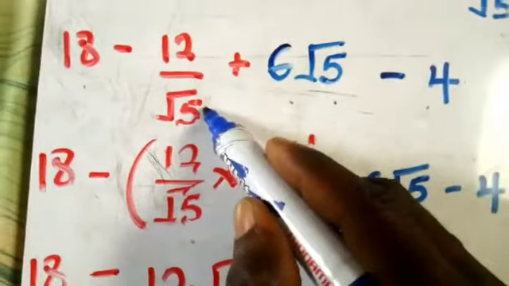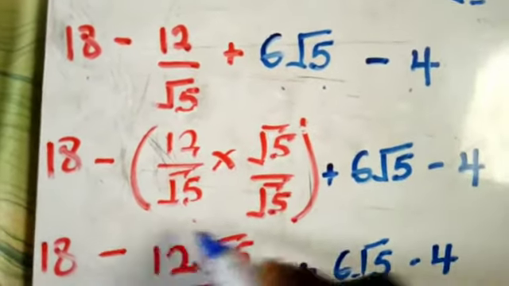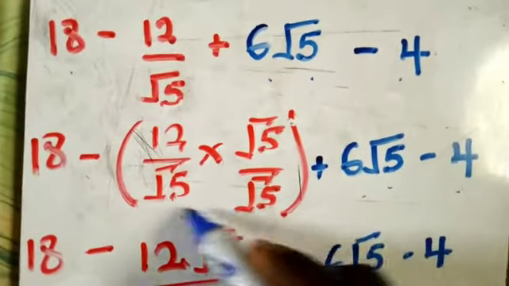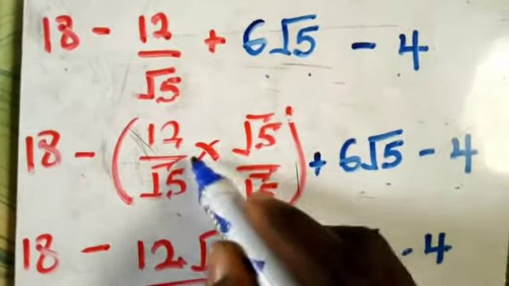So this is where we are having a problem. So we are just repeating the rest of the 3 terms. That is the 18, 6 root 5, and then minus 4. Then we focus on this part. So this is how you rationalize.